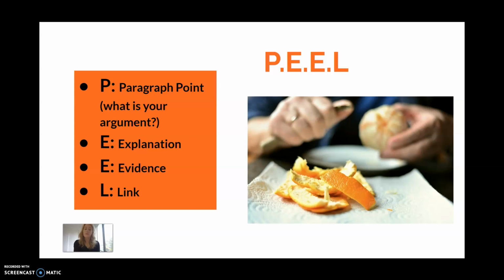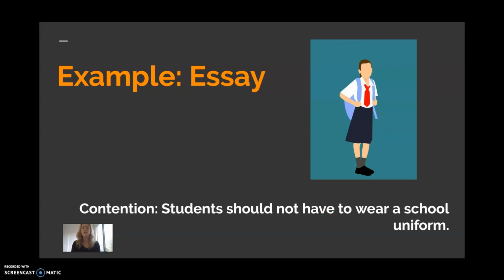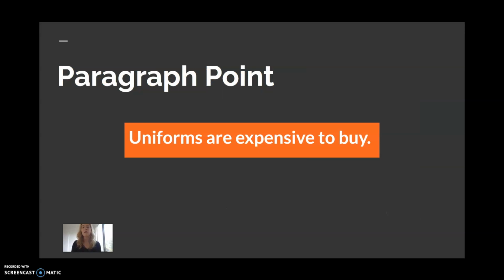So I'm going to give you an example of PEEL in action, because it can be hard sometimes just to understand what someone's saying to you. It's good to actually see it. So for an example, I'm writing an essay and my contention is that students should not have to wear a school uniform. So that's nice and simple. In my first paragraph, my paragraph point might be that uniforms are expensive to buy. So that's an argument that I might make, that students should not have to wear a school uniform.